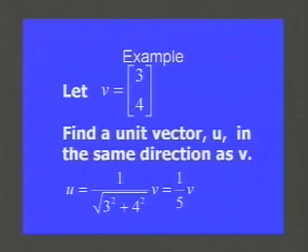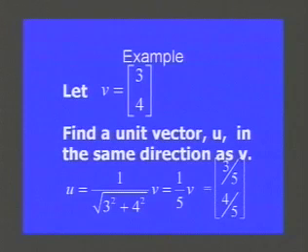v was 5 units long. If I multiply v by 1/5, I now get something that is 1 unit long. So 3/5, 4/5 is going to be 1 unit long. And you can check and make sure that it is. You do get 9/25 plus 16/25, so you get 25/25, which is 1.